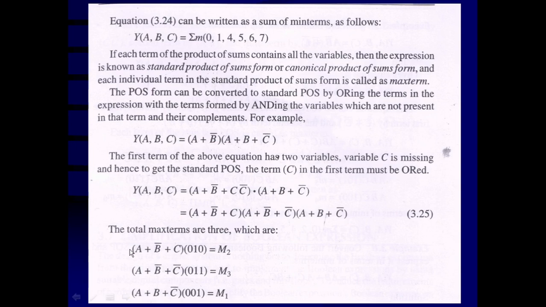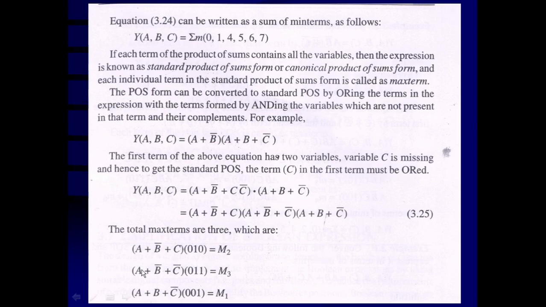Here any variable a which is uncomplemented corresponds to 0, and if it is complemented, then it corresponds to 1. So a is equal to 0 because it is uncomplemented, b bar is complemented, so it corresponds to 1, and c is uncomplemented, again place 0. The binary value 0 1 0 corresponds to the decimal value of 2. That means a plus b bar plus c, this fundamental sum, is called the max term, which is designated as M2.